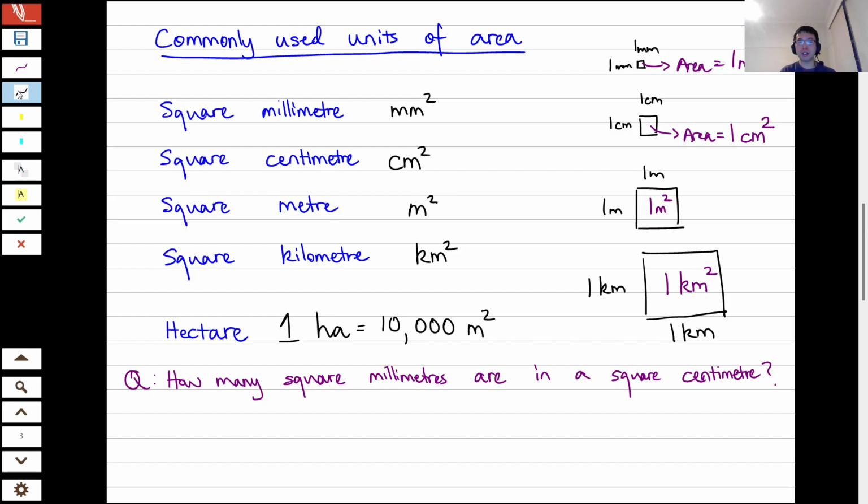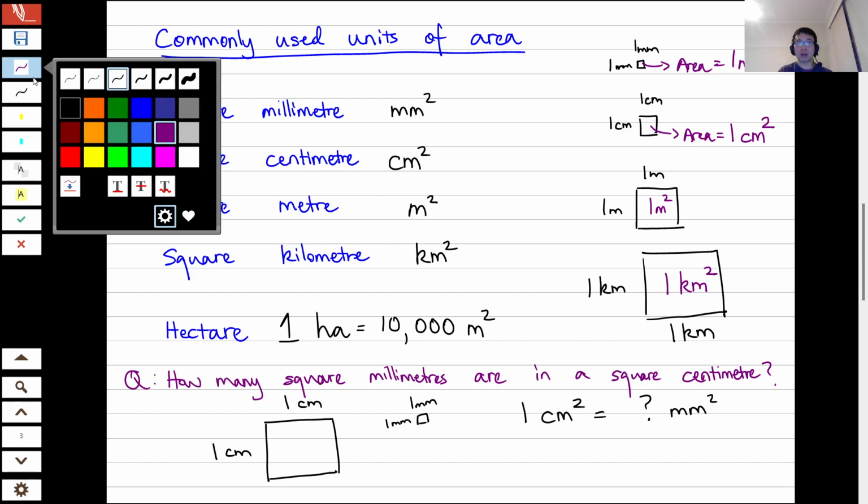So I just want to show you what this looks like for the simplest example, and that is to go from a square centimeter and ask the question, how many tiny squares of 1 millimeters squared will fit inside a square centimeter? So I'm asking the question, 1 centimeters squared, how many millimeters squared?